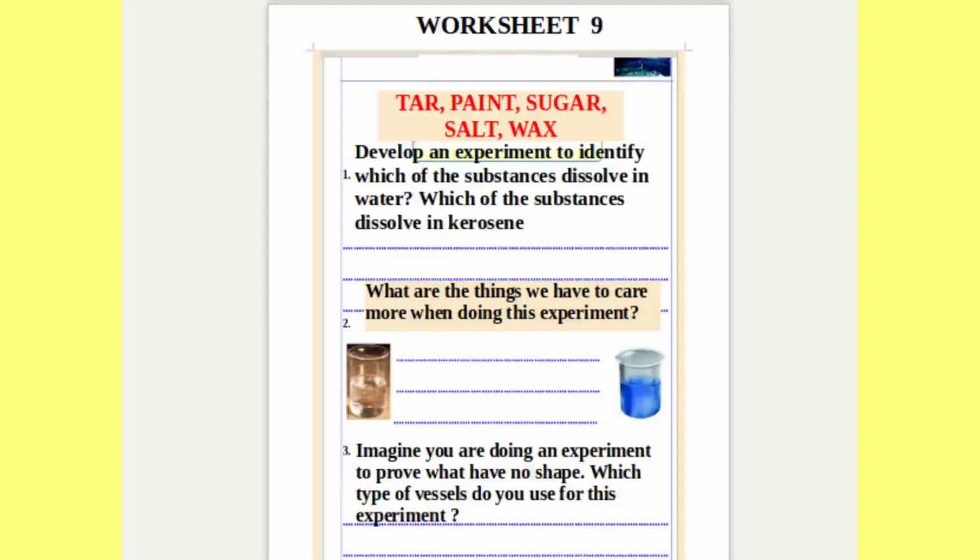Develop an experiment to identify which substances dissolve in water and which substances dissolve in kerosene. What are the things we have to take care of when doing this experiment? Imagine you are doing an experiment to prove water has no shape. Which type of vessels do you use for this experiment?